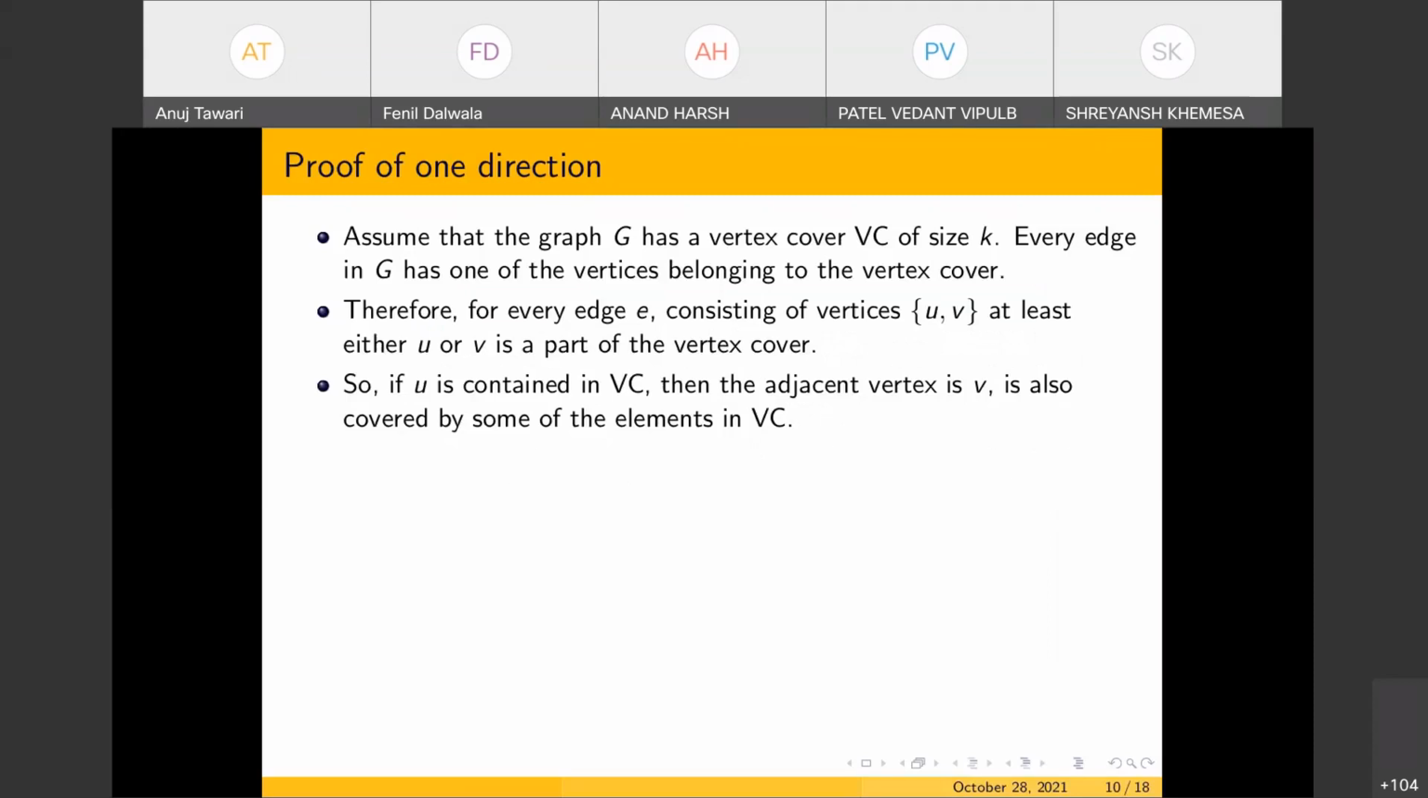So if U is contained in the vertex cover, then the adjacent vertex V is also covered by some of the elements in the vertex cover. Right? We are just using the definition of vertex cover so far. Somehow we want to get to the dominating set part.